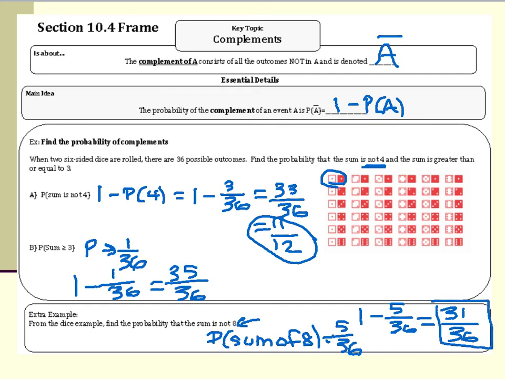And this was the end of these notes. This is a pretty quick lesson. If you have any questions on it, make sure you let me know so that we can talk about it tomorrow.